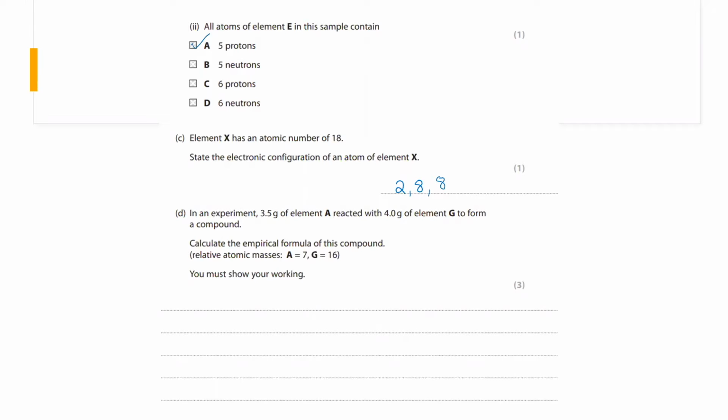So in an experiment, 3.5 grams of element A reacted with 4 grams of element G to form a compound. Calculate the empirical formula of this compound. So we've got relative mass A 7 and G 16. You must show your working. Okay, so this isn't going to be too difficult. So you sort of think about the moles.